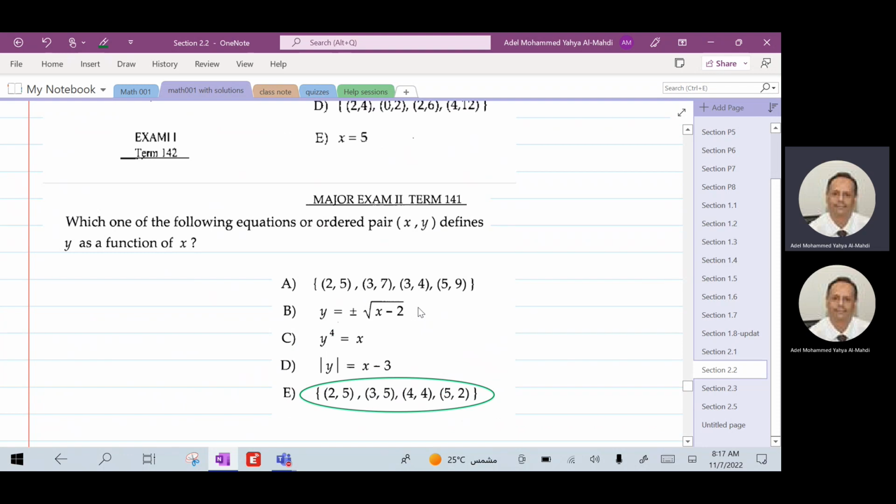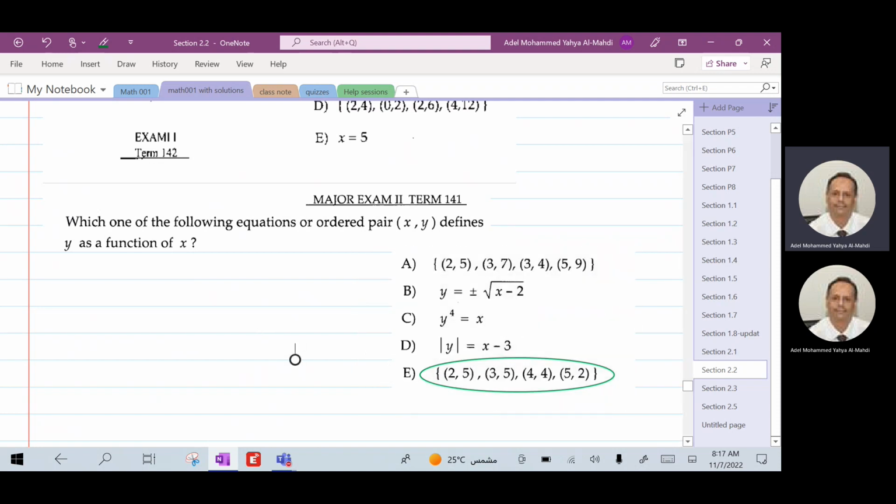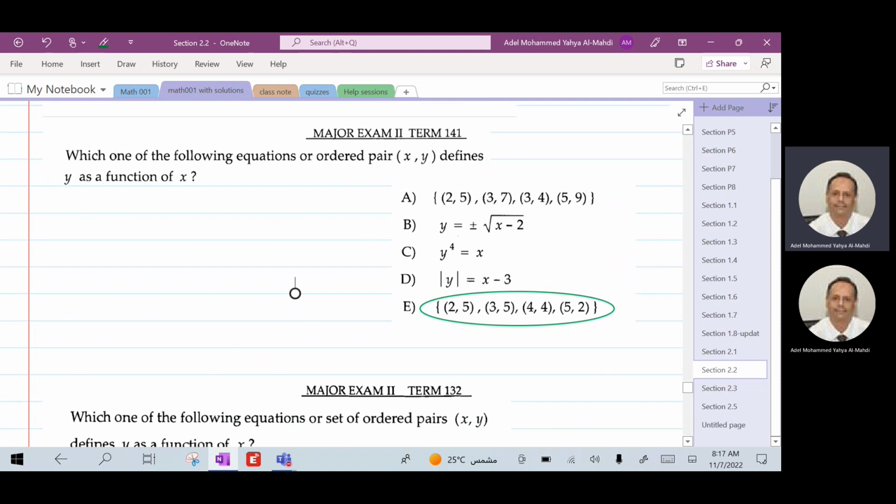Now we will solve questions about how to test relations, or how to check which one is a function. You know that if you are given a graph, we apply the vertical line test. If you are not given a graph, we use these remarks. What are these remarks? Any relation or equation has one of the following cases where it is not a function.